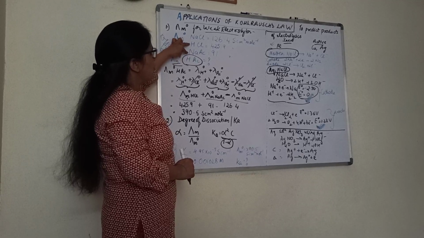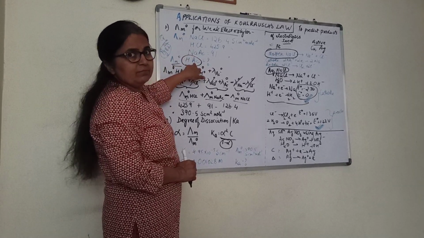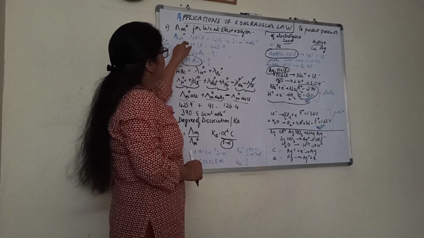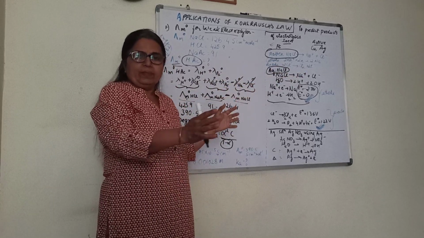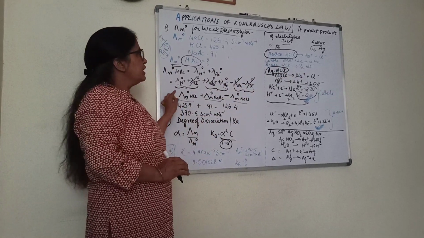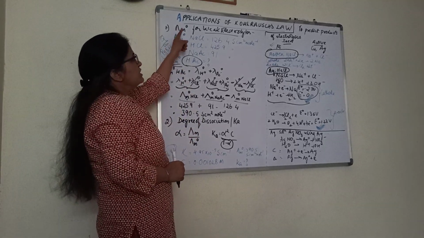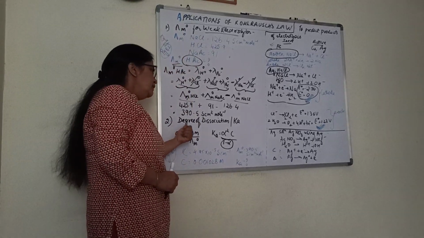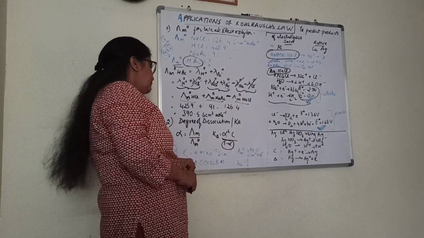This H is at least common, so we will add. Acetate is common, we will add. This is not having anything common with what is asked, so that we will subtract from the remaining sum. You can try out some more numericals based on this. Second application of Kohlrausch law: degree of dissociation or dissociation constant can be calculated.